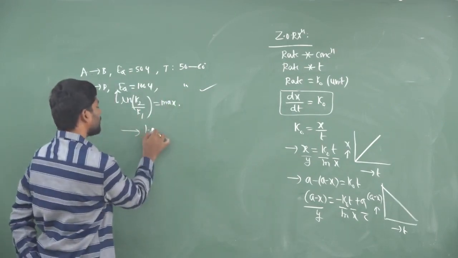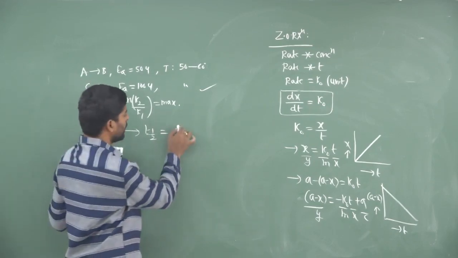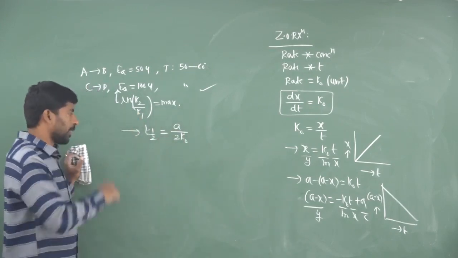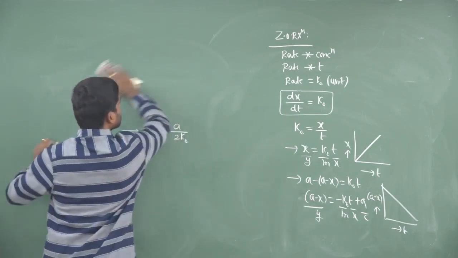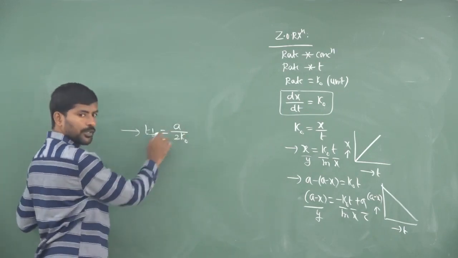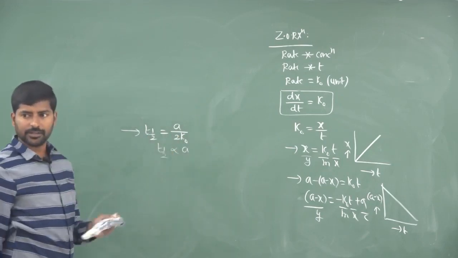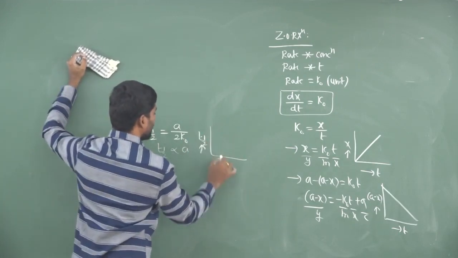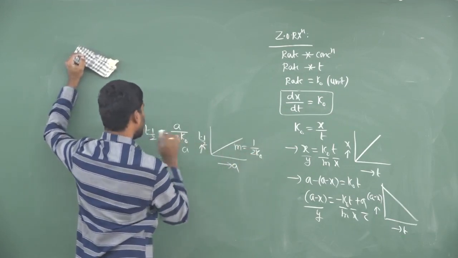Next, what about the expression for half life, the time required to complete 50% of zero order reaction? That is a by 2k naught. t half is equal to a by 2k naught. That means t half is directly proportional to a. t half is directly proportional to a for zero order reactions. So if you plot a graph between t half versus a, we will get a straight line passing through origin. Slope is equal to what? 1 by 2k naught.